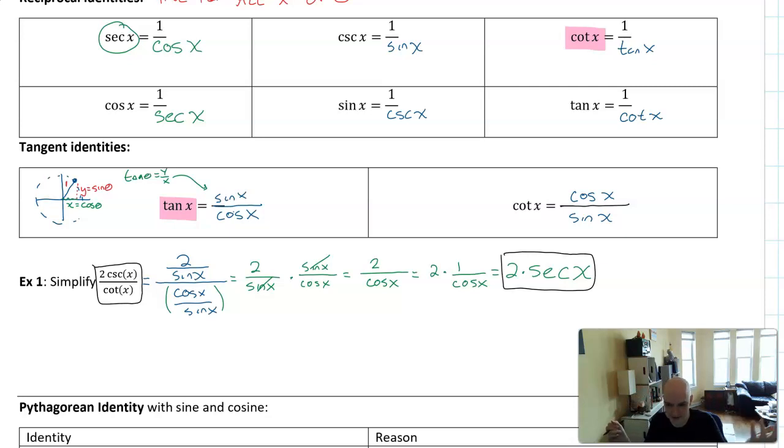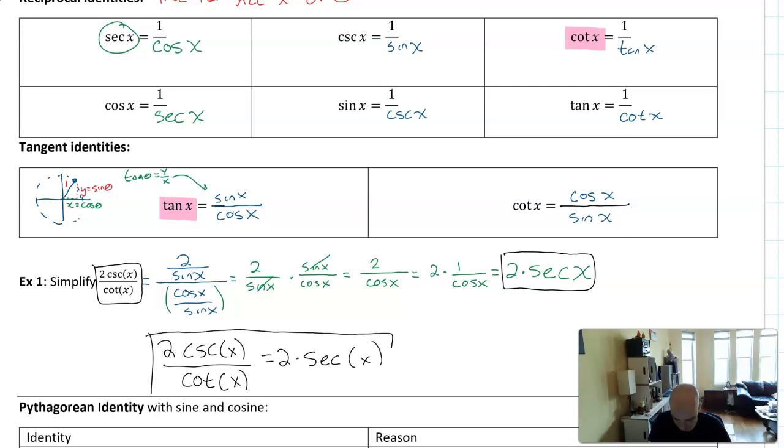It's nothing but fractions, but you're going through this little chain of reasoning until you get that complicated expression down to a single expression. And actually, technically, this is a new identity now. That 2 cosecant x, no matter what x is, over the cotangent of x would always equal 2 times the secant of x. Now, is this an identity that you should memorize and use every day? No, but it is actually a new identity. And that's what we use these fundamental identities for: proving new ones.